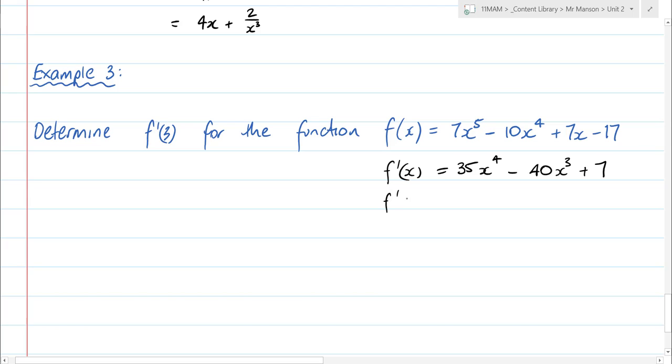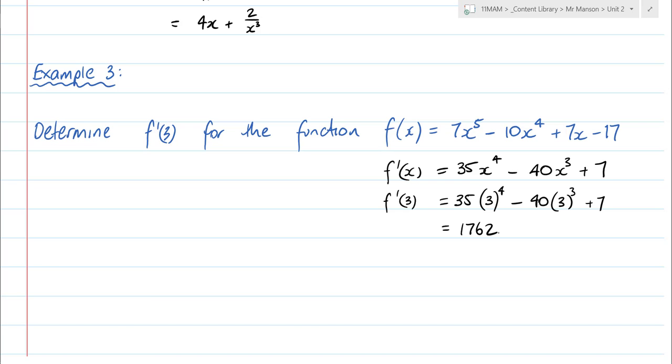And that means that f dash of 3 is equal to 35 times 3 to the power of 4 minus 40 times 3 cubed plus 7. 35 times 3 to the power of 4. This got out of hand, I didn't mean it to be this big. Minus 40 times 3 cubed plus 7 is a gradient of 1,762. So that's rather steep. Yeah? Cool. Any questions on that one? Process is pretty straightforward.